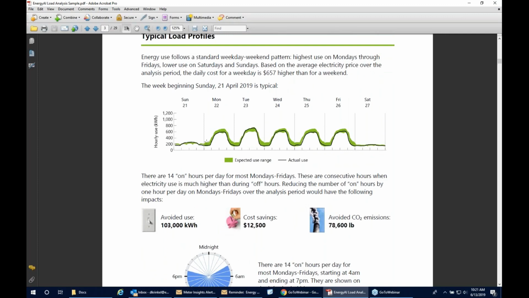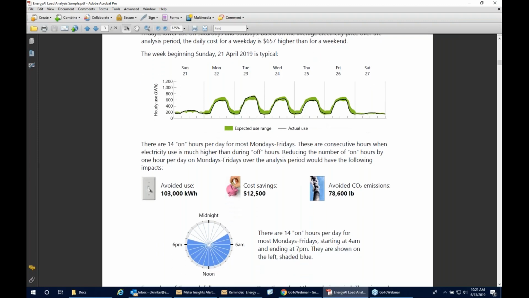So what are we seeing here? As I said, standard weekday through weekend pattern. We categorize hours into on versus off hours. And this is something that often surprises people right away. For example, here it says there are 14 on hours. And we show people, we'll see this in just a minute, when does your energy use typically wake up? When does it go back to sleep? And this often surprises them. Typically it'll be, gee, why is it waking up so early, or why is it shutting down so late?